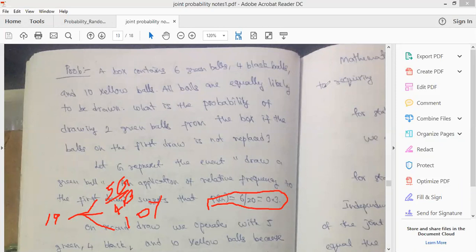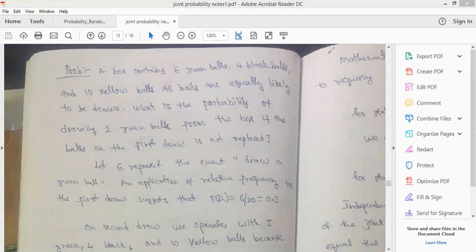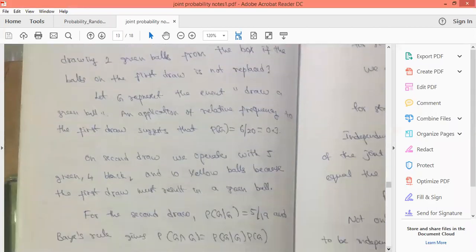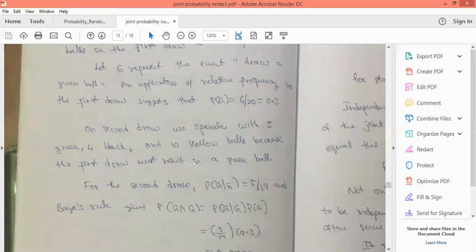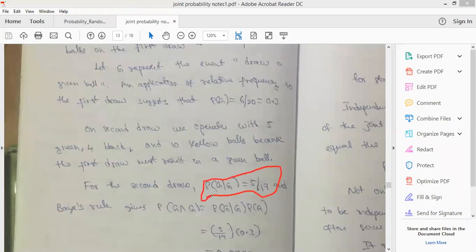Okay, now we have to find the probability of drawing 2 green balls from the box without replacing the first ball. In that case, see here, in the second draw, what is the probability of drawing a green ball given that a green ball is drawn already? One green ball is taken already. So what is the probability? Now the number of green balls is only 5, divided by the total number of balls, which will be 19.